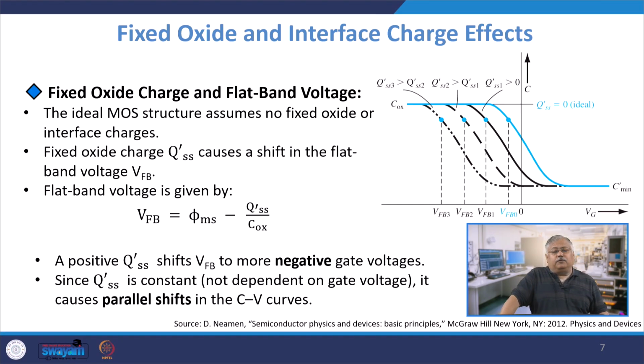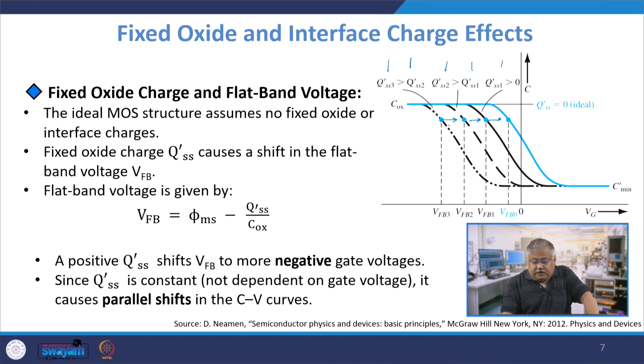Why? You understand flat band is basically the amount of potential required to make the band flat between the metal and the semiconductor. Now, if there is a fixed oxide charge already available, you require a larger or smaller amount of voltage in order to reach flat band, depending upon the nature of the oxide trap charges. If you look at the equation here, VFB is given as phi ms minus QSS prime by C oxide, which means that the larger the value of the fixed oxide charge, the more my VFB starts to shift to a lower and lower value.